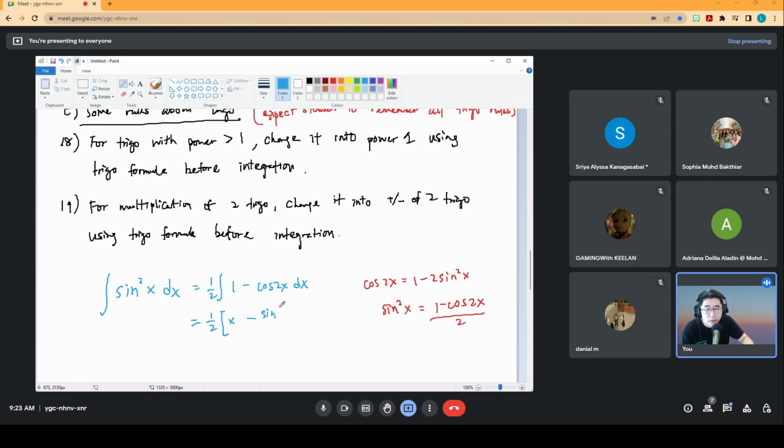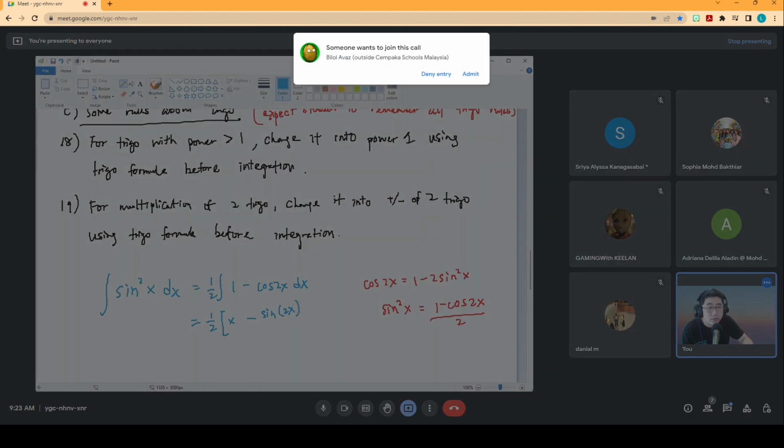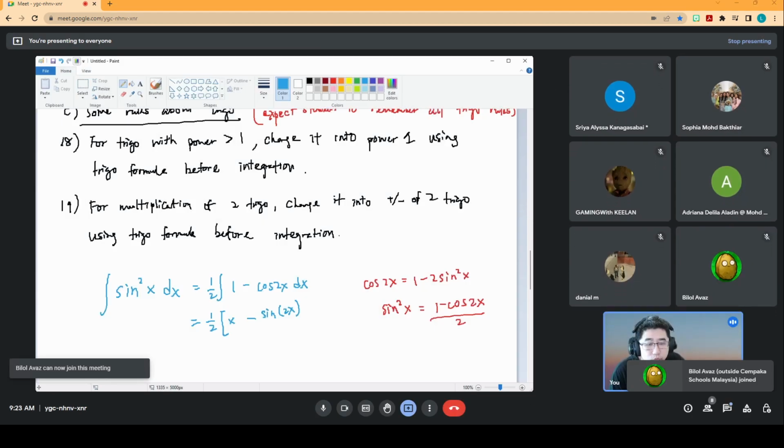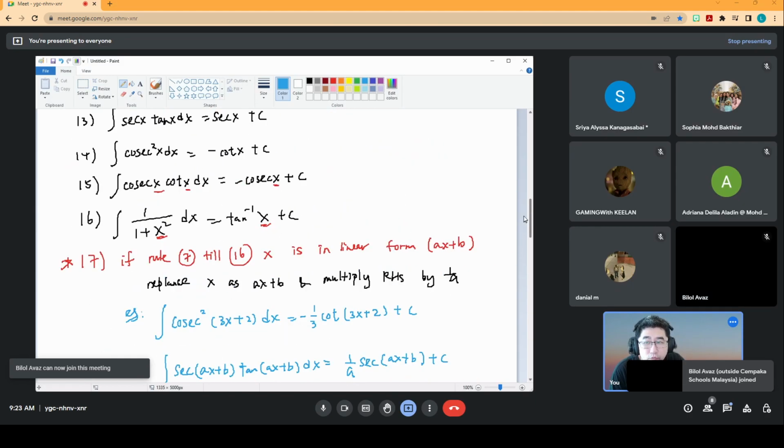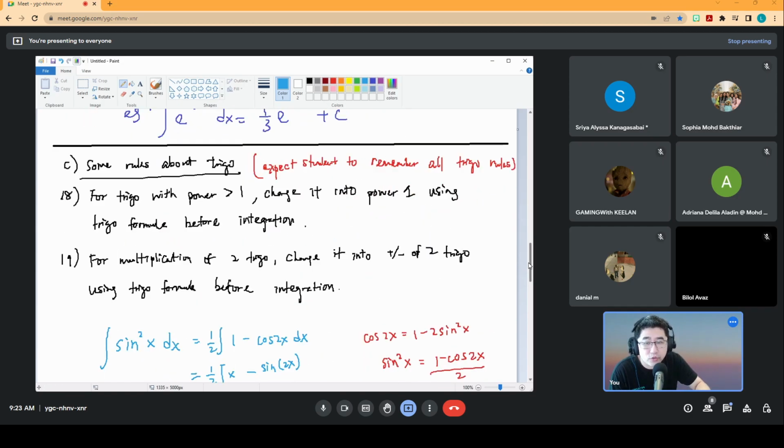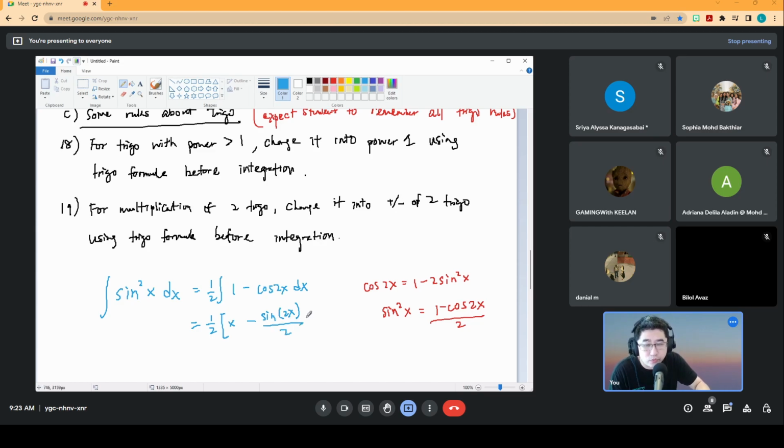Then 2x remains. But from rule 17, we have the linear form, which is the 2x, so I need to divide it by 2, plus c. So in the end, you have 1 over 2 x minus 1 over 4 sine 2x plus c. Okay, this is for rule 18.